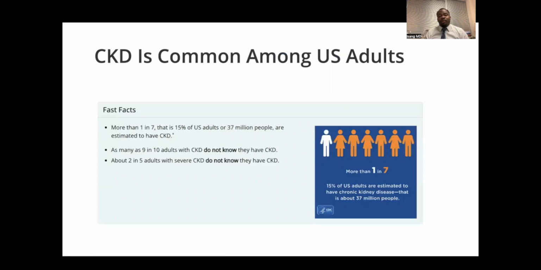So one of the things to know is that chronic kidney disease is extremely common. More than 1 in 7, or 15% of adults will have chronic kidney disease. To break it down even further, 9 in 10 adults who have it don't know that they have chronic kidney disease at all. 2 in 5 adults don't know that they have a severe form of it. Severe meaning that they are possibly approaching the point where they need to be on dialysis.